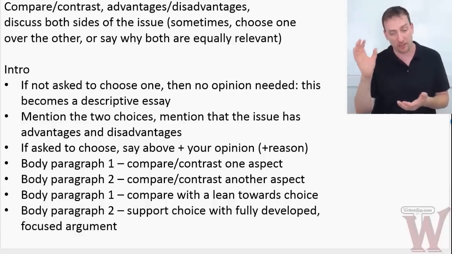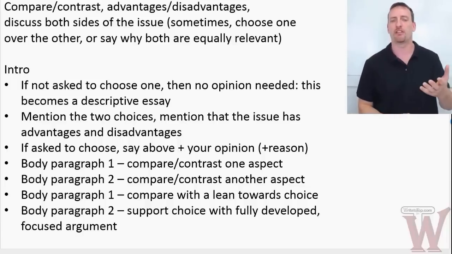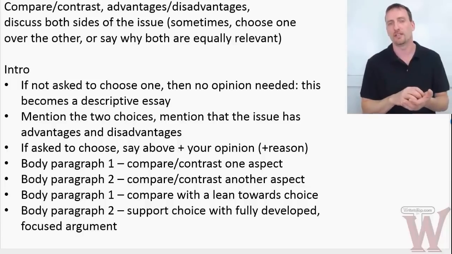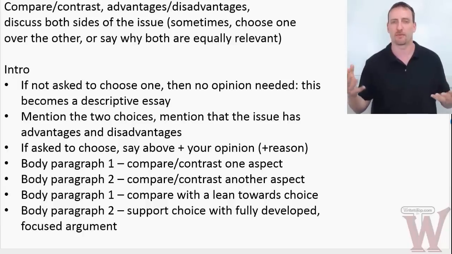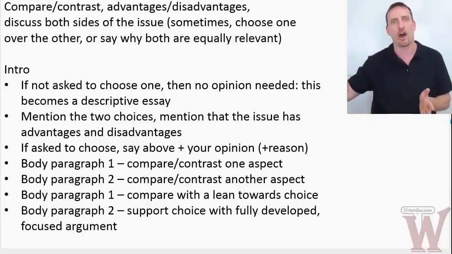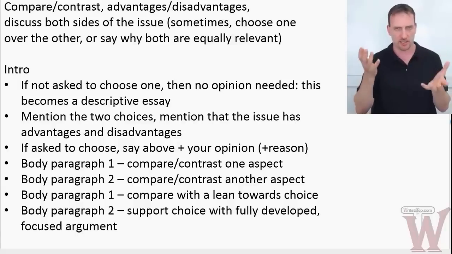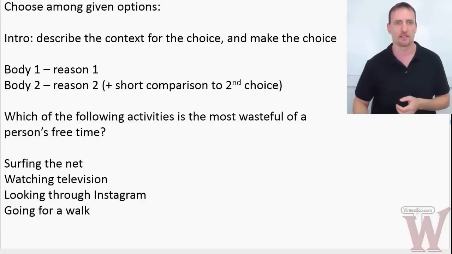If they are asking you to take a side, body paragraph 1, you make your major comparisons there, but you already start to lean. You already start to take one side. Body paragraph 2, you support your choice with a fully developed reason, with a fully developed argument. Why did you make this particular choice, not that particular choice? You can look at the other side and use it to support why you made the choice you made. Okay, but again, make sure you're not giving an equal argument to both sides.